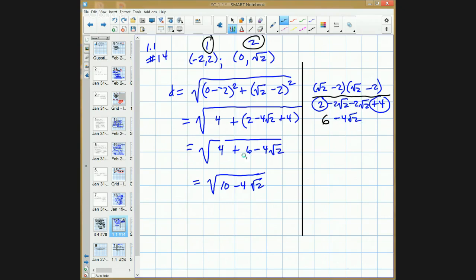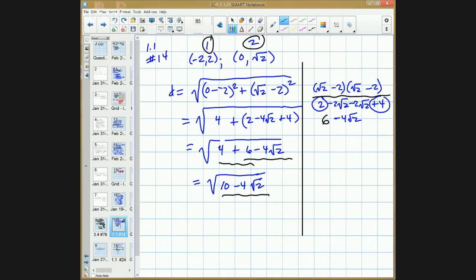So you'll see I've put that answer in there. And of course, you can combine the 4 and the 6 to make 10. Now that's kind of an awkward answer, but that's it. I'd actually prefer you leave your distance that way.